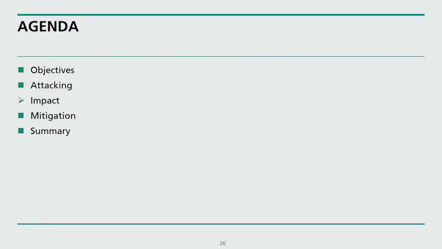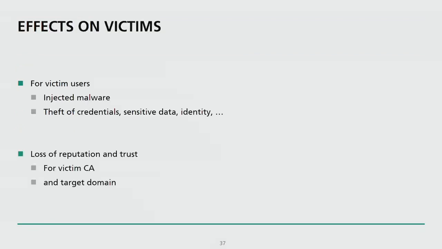Let's go on and see what that means for the victims. So for victim users, the implications are derived from any successful attack on a TLS session. Where we have a man in the middle, for example, we could inject malware or steal credentials, sensitive data, identity, you name it. And if such an attack gets public, that usually means a lot of loss of reputation and trust for the victim certificate authority, as well as for the target domain.